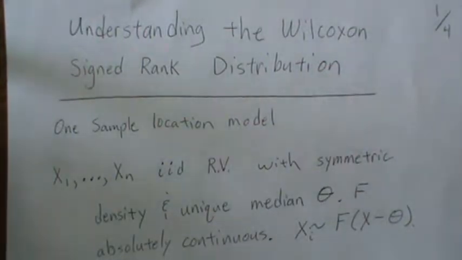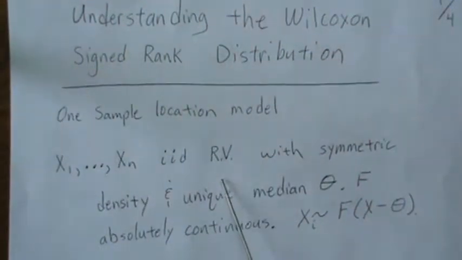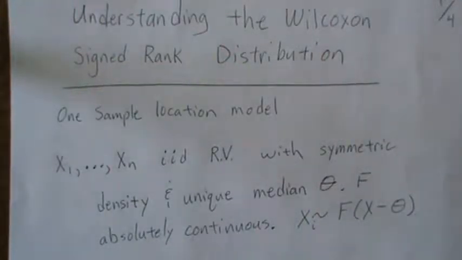In this video, we're going to look at the Wilcoxon signed rank distribution, which is used in the signed rank test. So the setting is that we're in a one sample location model. Our data follows some unknown symmetric density with a unique median, and it's absolutely continuous.